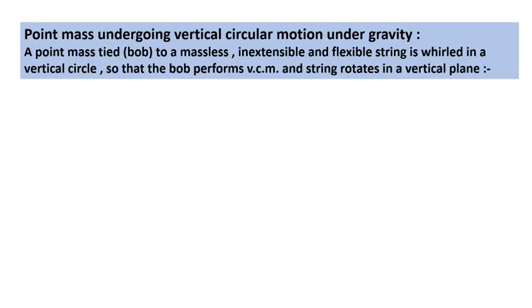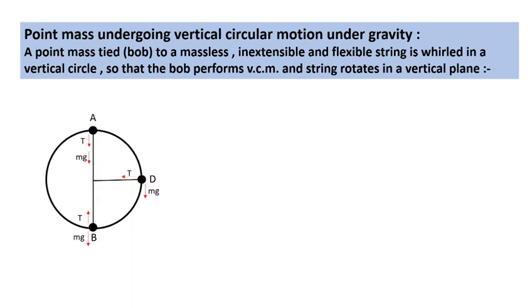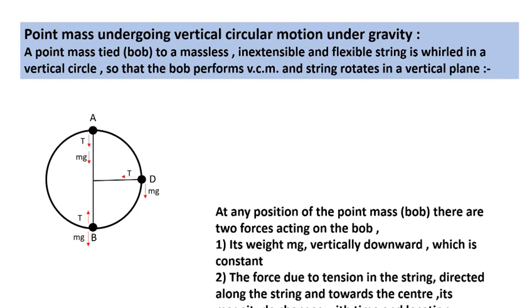Now let us consider a point mass, which we commonly call a bob, tied to a massless, inextensible and flexible string, which is whirled in a vertical circle, so that the bob, that is the point mass, performs vertical circular motion and the string rotates in a vertical plane. This is a simple diagrammatic representation of vertical circular motion.